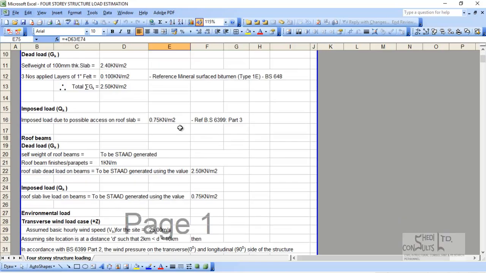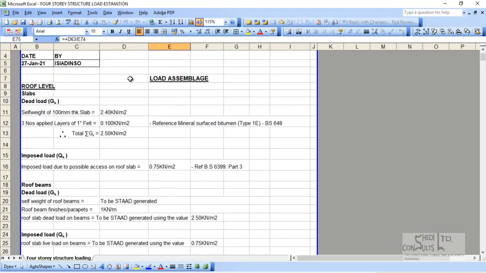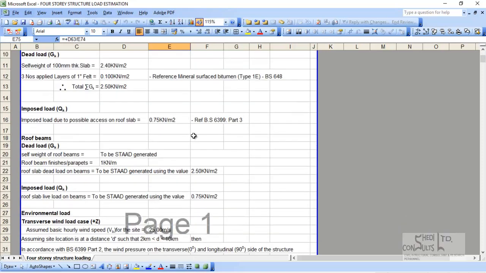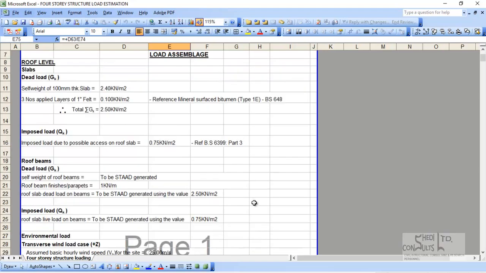So we're going to calculate the loads. We're going to look at it very carefully. We're going to calculate the loads from the roof level down to the foundation. So let's look at how this is done. Firstly, we're going to calculate the load on the roof level. The roof level load will be the dead loads, the imposed loads, and then the wind load. We'll see how we'll do that.